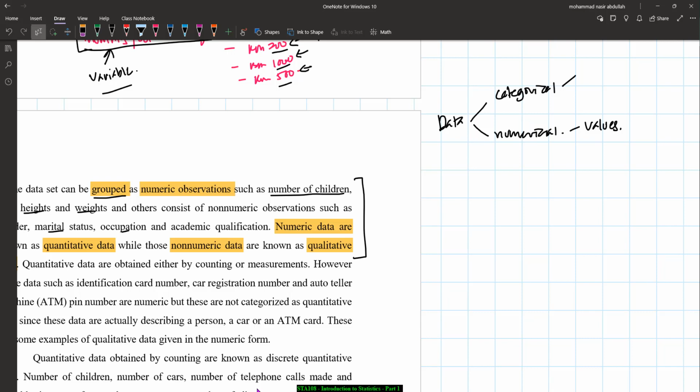For example, gender, male, female. Another one, ethnicity. Kita ada Malay, Chinese, Indian, right? Lagi satu kita ada faculties, right? FP, FSG, KPP, IM, right? So ini something that we can classify, but we cannot measure the quantity. We cannot quantify benda tu, right? Itu dinamakan categorical data, right?